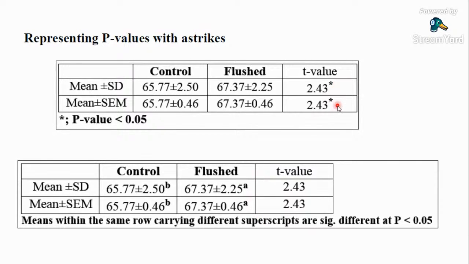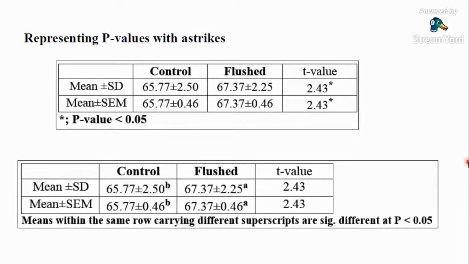Here, I have put asterisks and I have shown that for both of the cases, the p-values are less than 0.05, indicating that the control and the flushed are significantly different from one another. Or I can abbreviate the flushed with a superscript A and the control with a superscript B, and then say that means within the same row carrying different superscripts A and B are significantly different because the probability values happen to be less than 0.05. So this is how I can represent my results when I am publishing in a scientific journal.